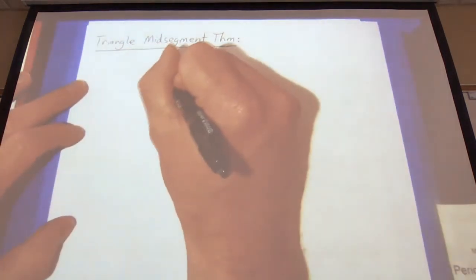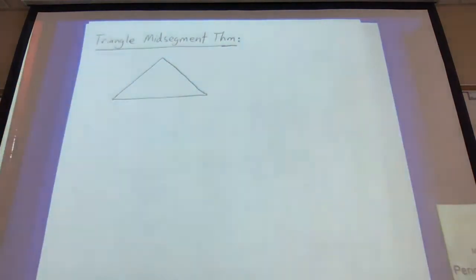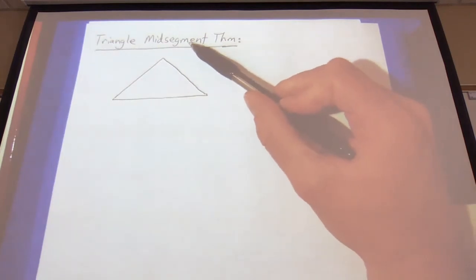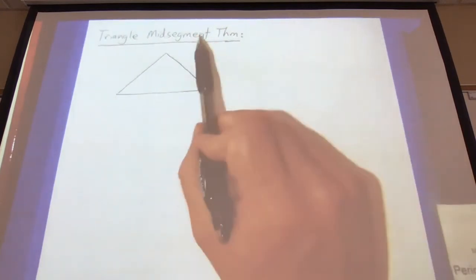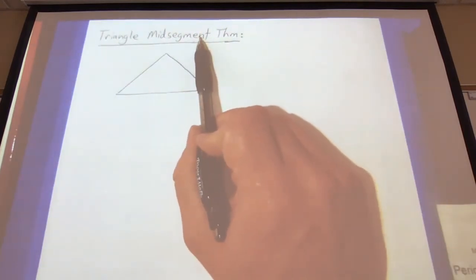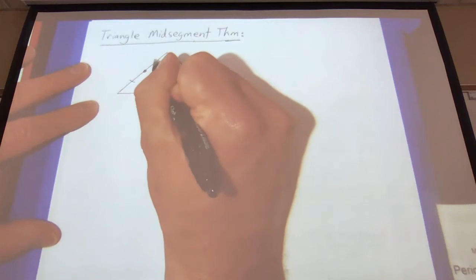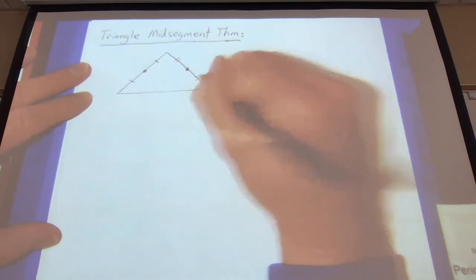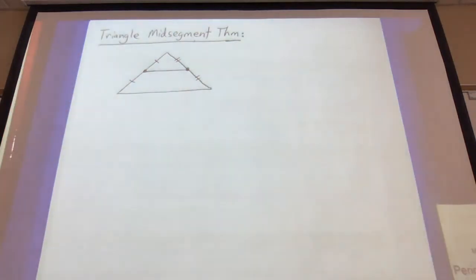All right, for our picture, we're going to start with the triangle. And then the mid-segment part, we're going to go back to yesterday. We defined yesterday on that GeoGebra a mid-segment as a segment that connects the midpoint of 2 sides of a triangle. So I'm going to draw it coming through here. Basically, if I split this side into 2 congruent parts, and I split this side into 2 congruent parts, the segment that connects those midpoints is called the mid-segment.